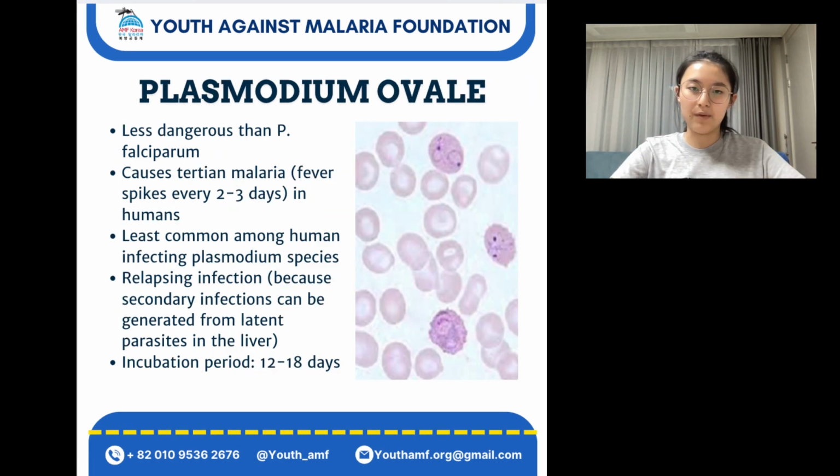Next, we have the Plasmodium ovale. This is a less dangerous variety compared to the Plasmodium falciparum that we talked about earlier, and it causes tertian malaria, which is fever spikes every 2 to 3 days in humans. It's the least common among human-infecting Plasmodium species, but it can cause relapsing infections because secondary infections can be generated from latent parasites that are in the liver. Its incubation period is quite average. It's 12 to 18 days.